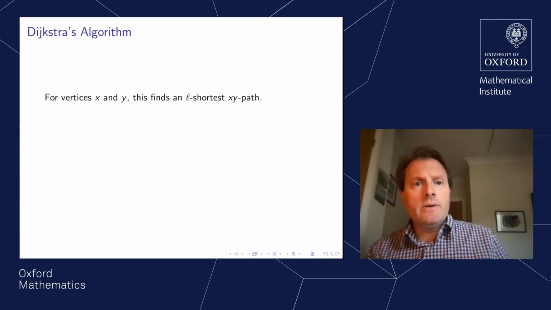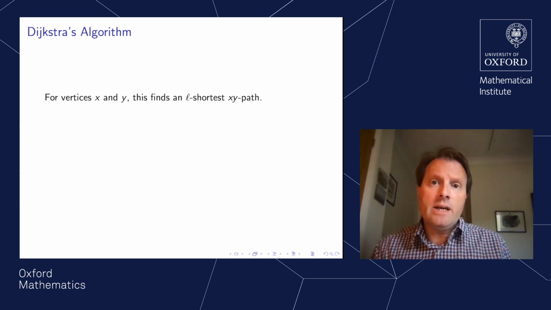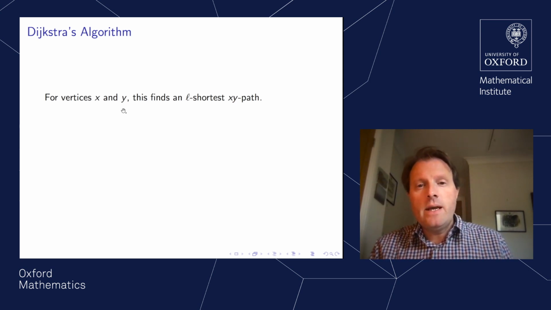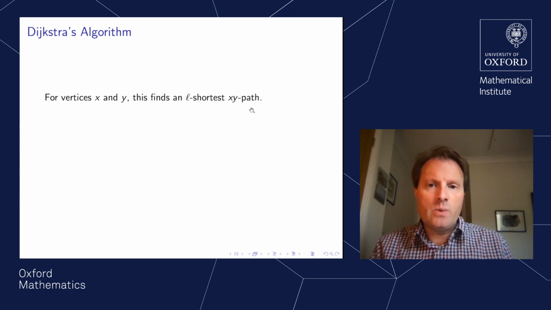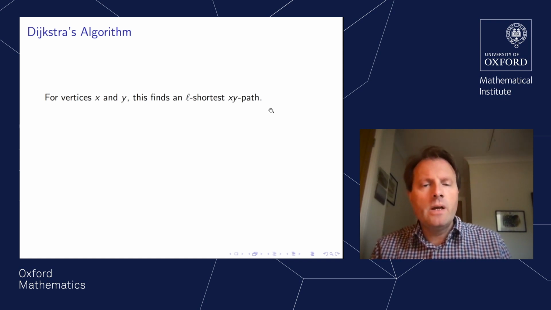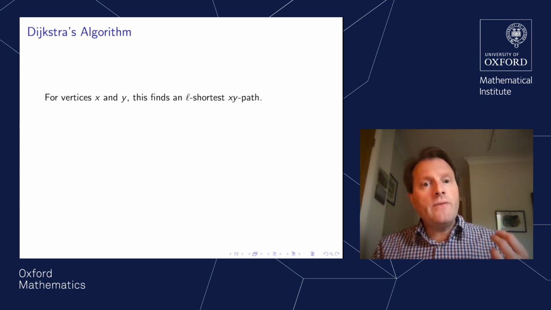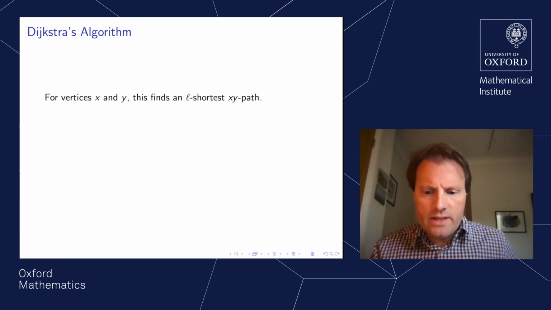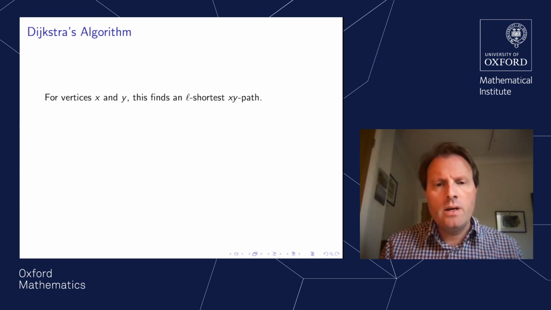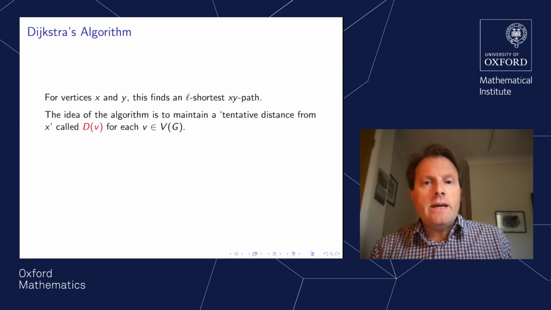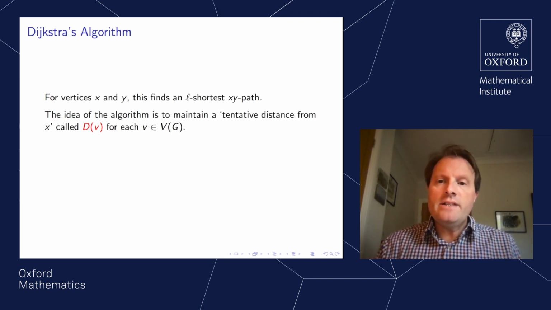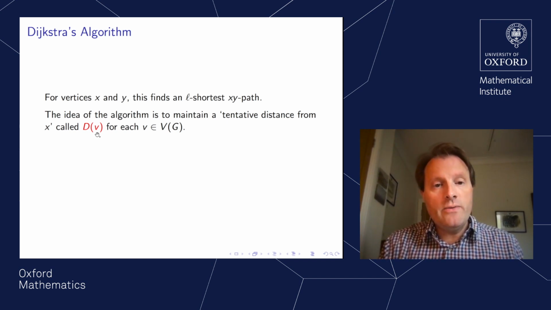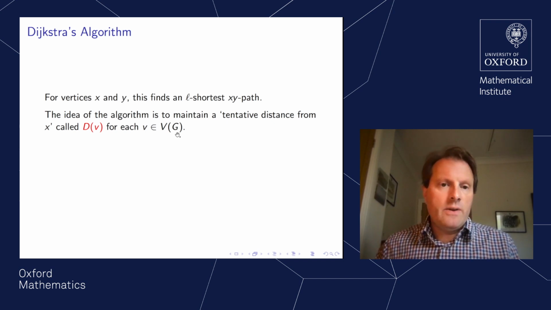So Dijkstra's algorithm is what we're going to be describing today. And what it does is for any two vertices x and y, it finds an L-shortest xy path. So the idea is that we think of x as fixed in some sense, and we're going to think about all possible vertices y. And what the algorithm does is it maintains a tentative distance from x, called d of v, for each vertex v of the graph.